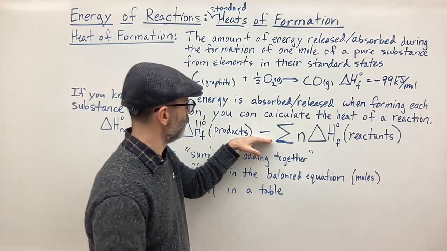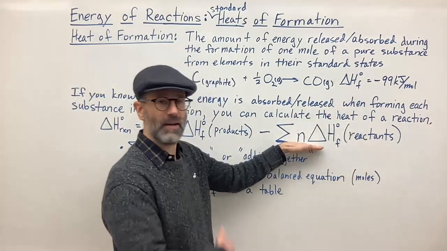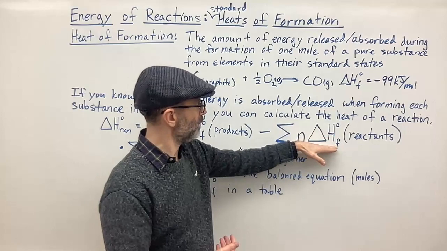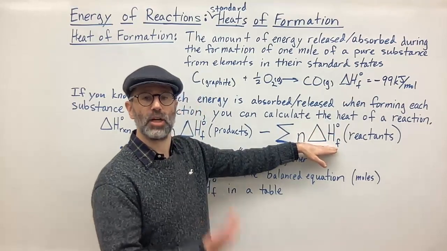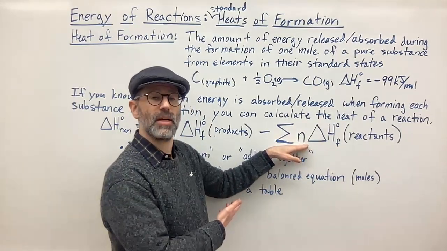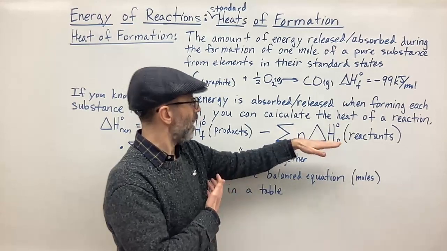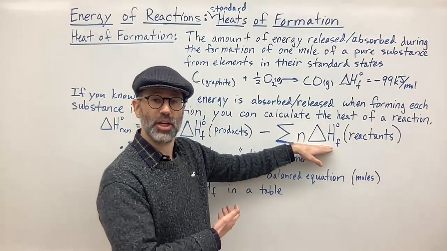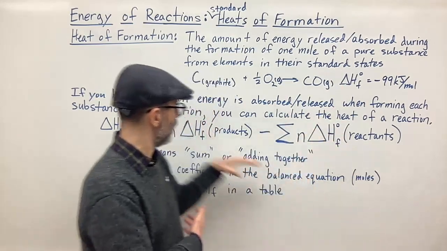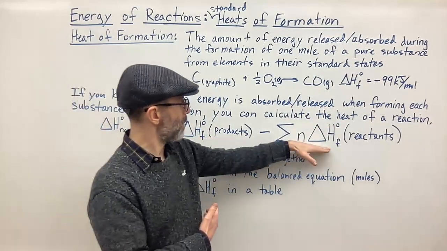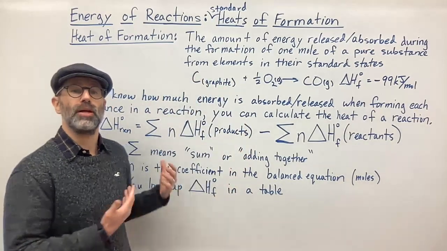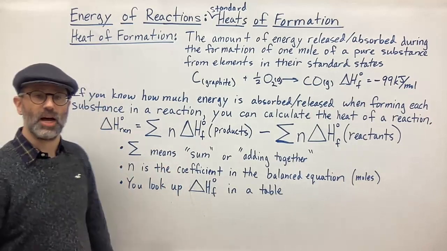And then I'm going to subtract from that the sum of the reactants. So again, if I have multiple reactants, I'm going to take the coefficient in the balanced equation of one reactant, multiply it by its standard heat of formation that I look up in a table, and then I'm going to add to that the next reactant. I'm going to multiply that reactant's coefficient moles by its standard heat of formation, and do that for all the reactants, sum that together, and then I take the difference. So it'll be products minus reactants. And so you can use this equation to help you to calculate the standard heat of a reaction.